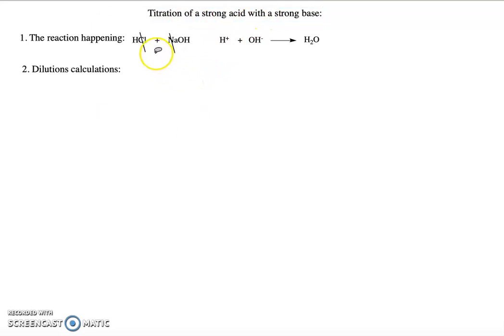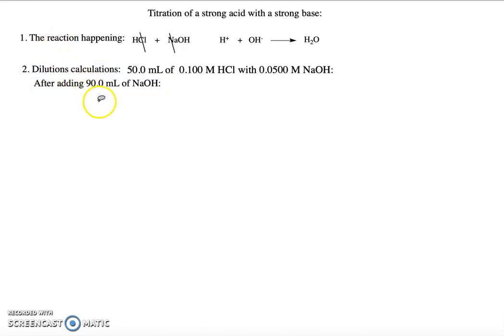So let's assume we're following this example above, that we're titrating HCl with NaOH. And we can be more specific. We can say we're titrating 50 milliliters of 0.1 molar HCl with 0.0500 molar NaOH. And we can consider the situation after adding 90.0 milliliters of NaOH. And this is where we do our dilution calculations. 50 mils of my acid with 90 mils of my base.